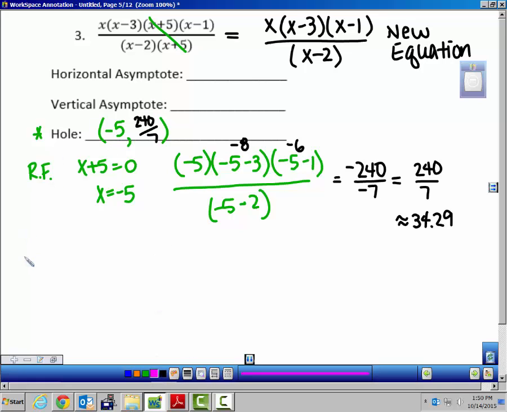Alright, now for the vertical asymptotes, set the denominator equal to 0. We are using the new equation, so the only thing in my denominator is x minus 2. So x equals 2 is my vertical asymptote.